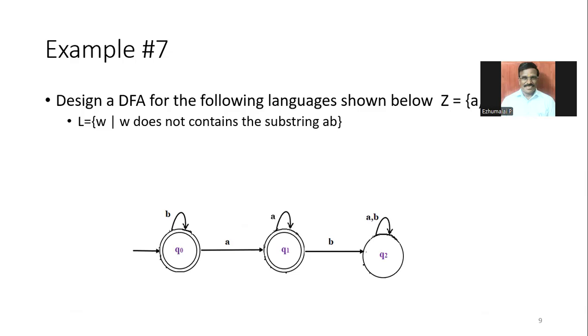If you give B, it goes to a self loop on Q0. If you give A, it goes from Q0 to Q1. Again, if you give A, it is a self loop on Q1. If you give B, it goes from Q1 to Q2.